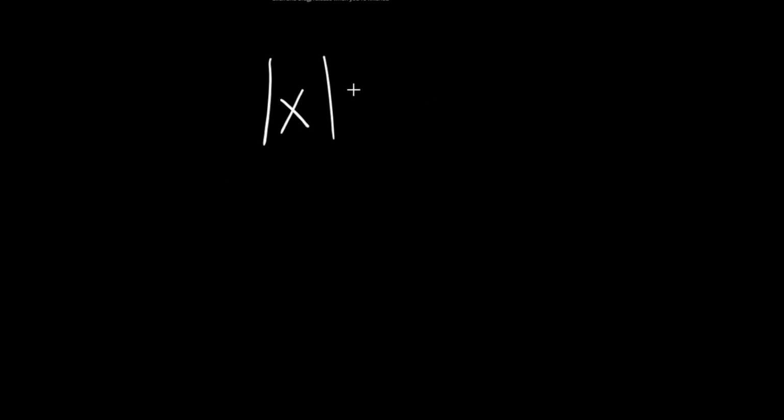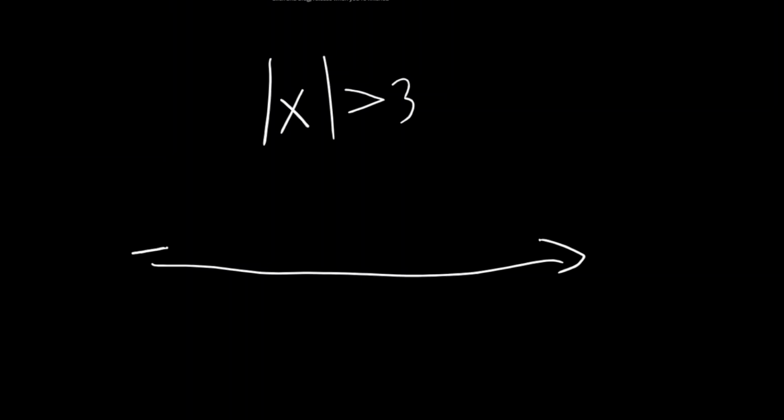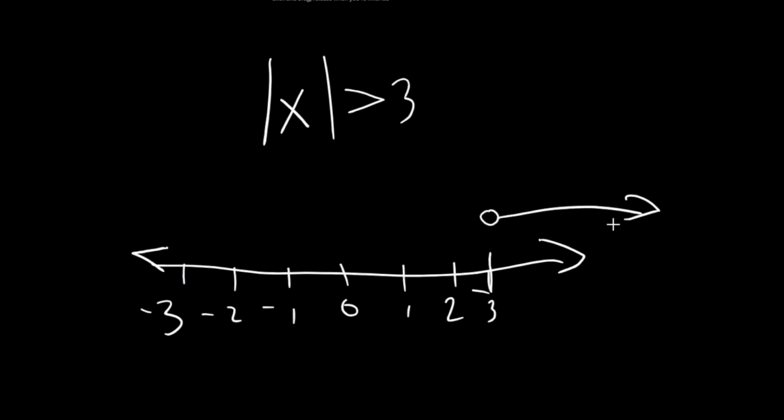So if we have something like the absolute value of x is greater than 3, what that means is, if we have the number line here, you have 0, 1, 2, 3, minus 1, minus 2, minus 3. For the absolute value of x to be greater than 3, think about it like this. Anything 3 and above will be greater than 3, so we can shade in this part of the graph.